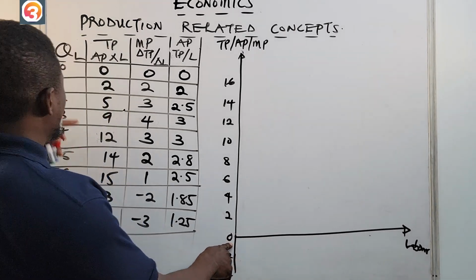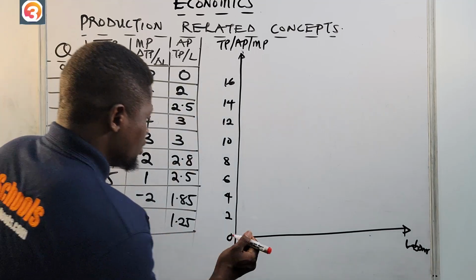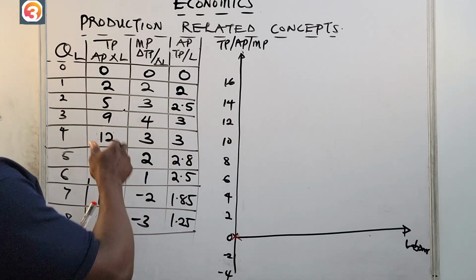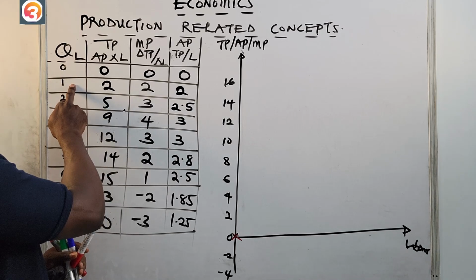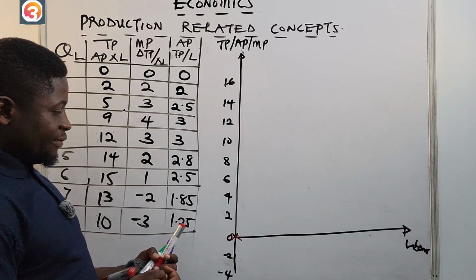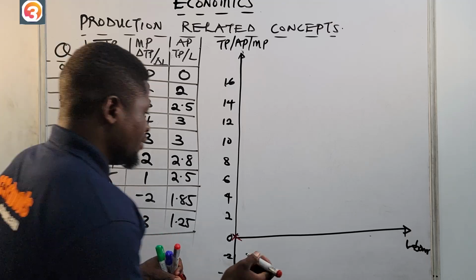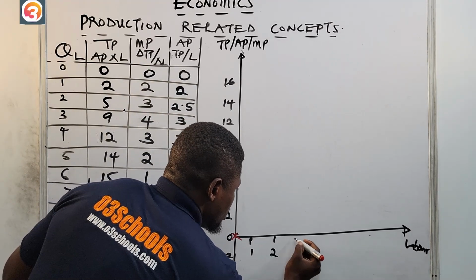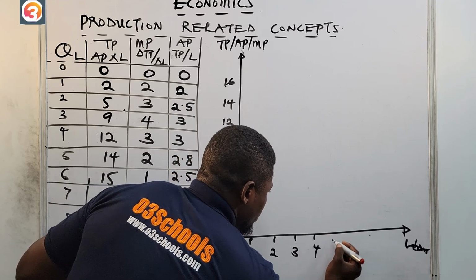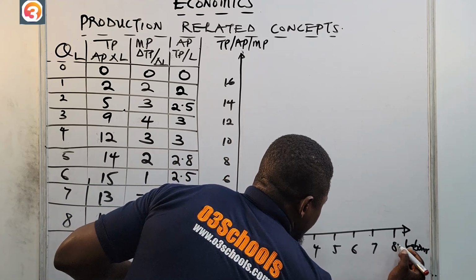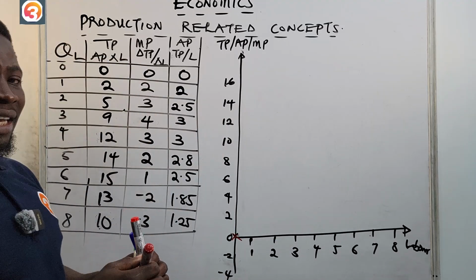So when labor was 0, TP was 0. So first of all, this point is marked. Now when labor was 1, TP was 2. Sorry, I've not labeled the labor values. So this is 1, 2, 3, 4, 5, 6, 7, 8. Let us just manage the curve.